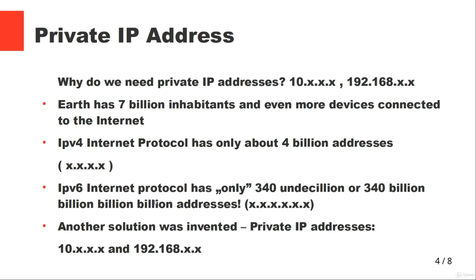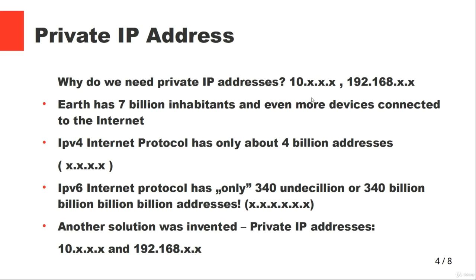340 undecillion, which is supposed to be 340 billion billion billion addresses, 4 billion times. So it's an unimaginable number of addresses. That's IPv6. But to not use this, because you would have to change certain programs to read those addresses, people invented something called private IP addresses. And as you remember those LANs and WANs, each LAN is using private IP addresses.